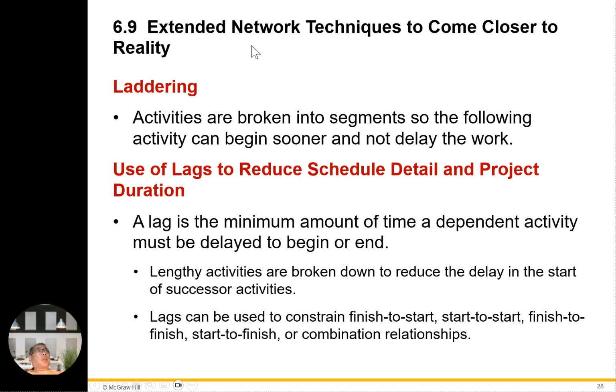And then 6.9, extended network techniques can come closer to reality. Laddering means activities are broken into segments so that the following activity can begin sooner and not delay the work. And then use of lag to reduce the schedule detail and project durations. Lag is the amount of time a dependent activity must be delayed to begin or end. Lag activities are broken down to reduce the delay in the start of successor activities. Lag can be used to change relationships: finish to start, start to finish, finish to finish, and combination relationships.